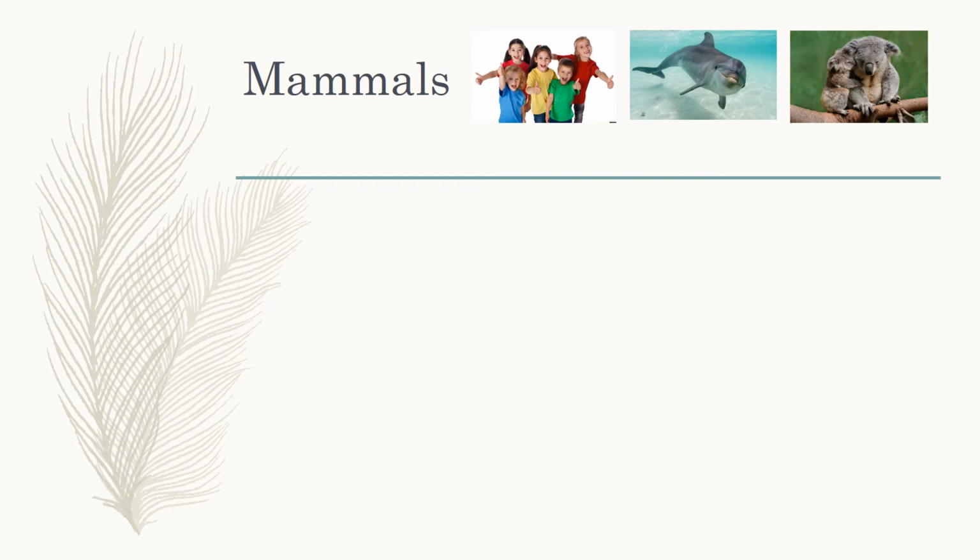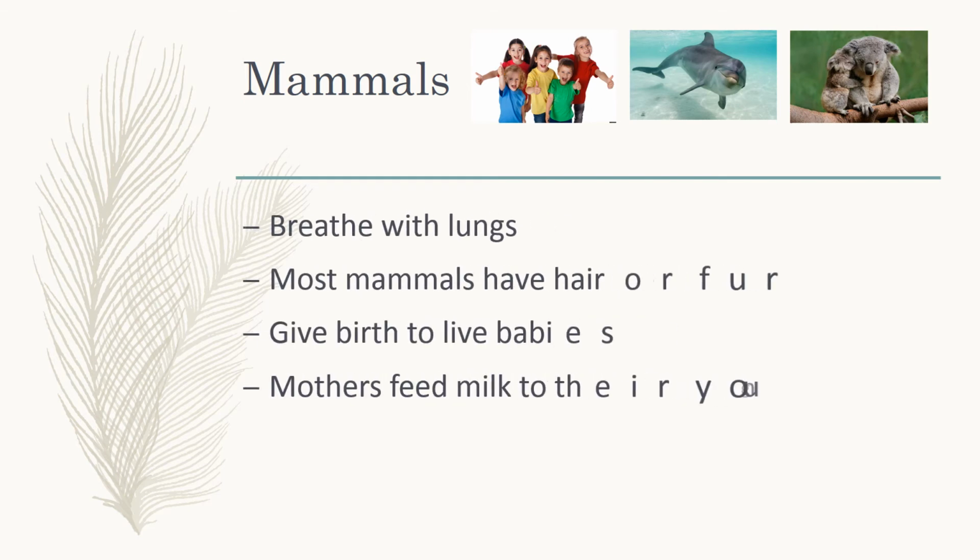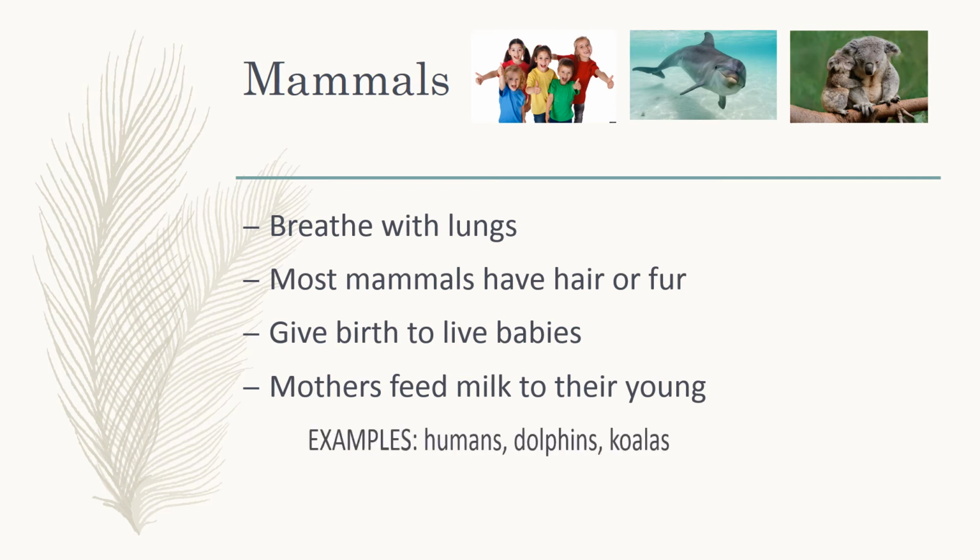Our next group is mammals. Mammals breathe through lungs throughout their whole life. And what sets them apart is the fact that most have fur or hair. They give birth to live babies, which is quite different from other animals that we've looked at, and the mothers feed milk to their young. Some examples are humans, just like us, dolphins, and koalas. And there are a lot of examples of different types of mammals.